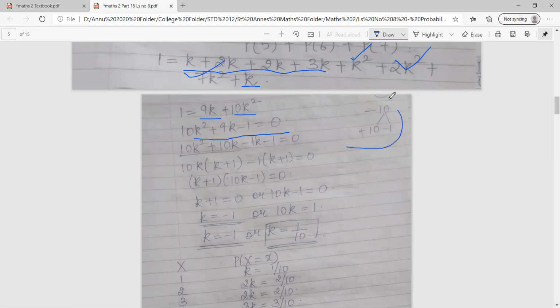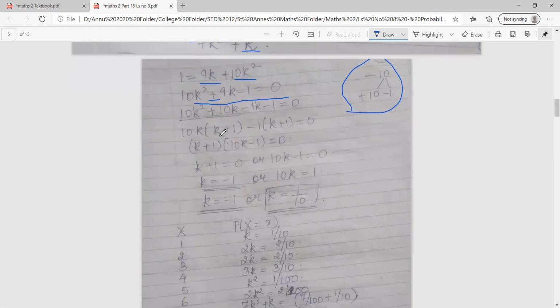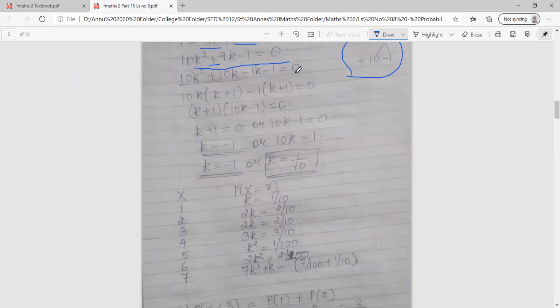So I'm using the factorization method. So I've got the factors as plus 10 minus 1, as 9 has the sign of the greater number. So 10k square plus 10k minus 1k minus 1 is equal to 0. Pairing two terms together, I get the factors as k plus 1 into 10k minus 1 is equal to 0.